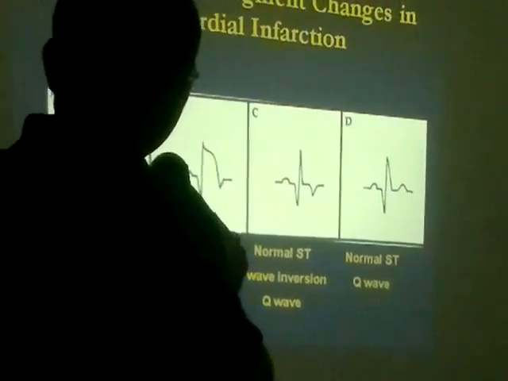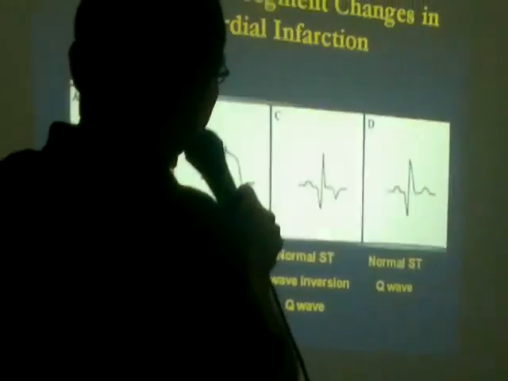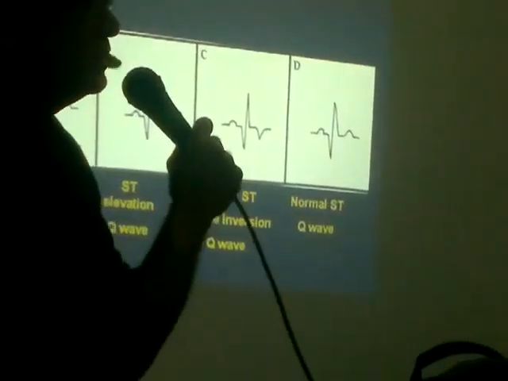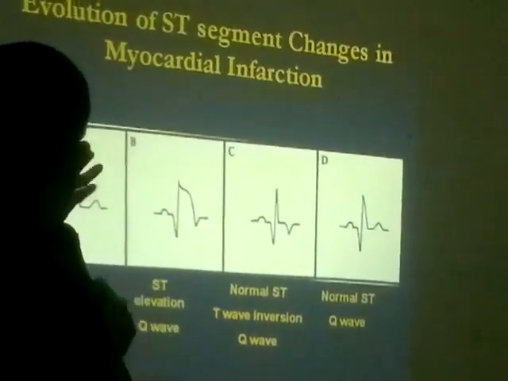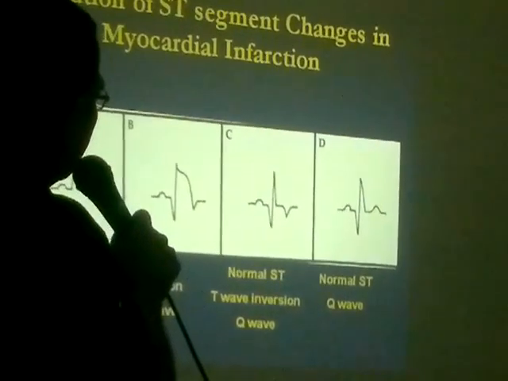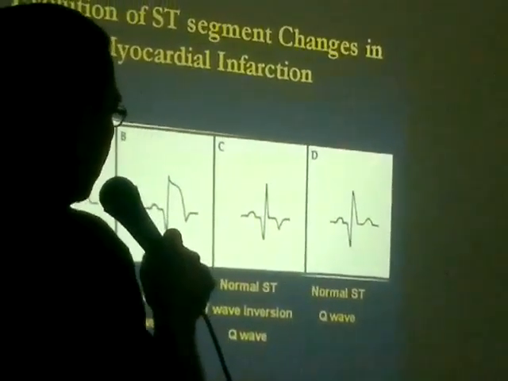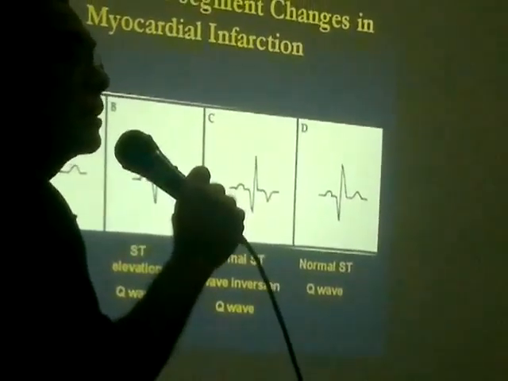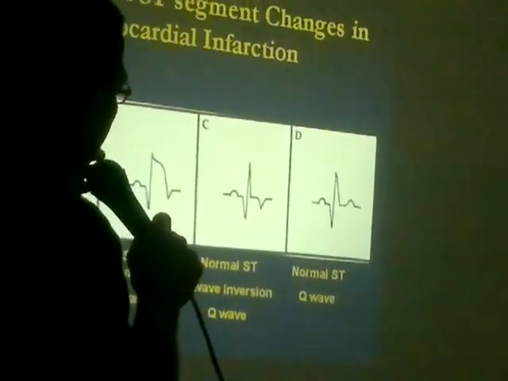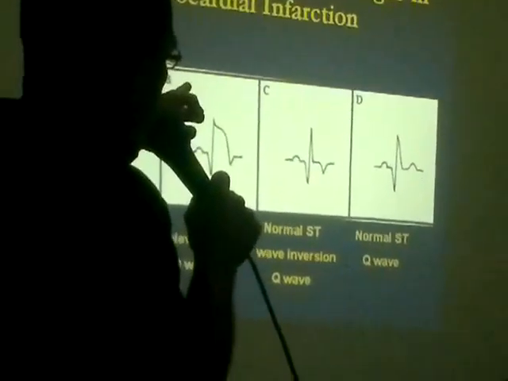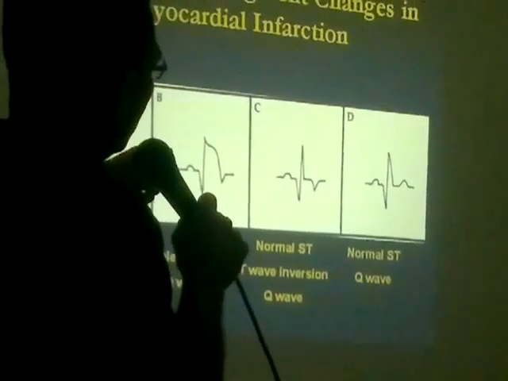So at first you already know your ECG. Pick T wave. So your T wave here in A becomes taller than normal. This is called hyperacute. That occurs in the first few hours. And then this is followed by ST elevation and then appearance of Q wave.